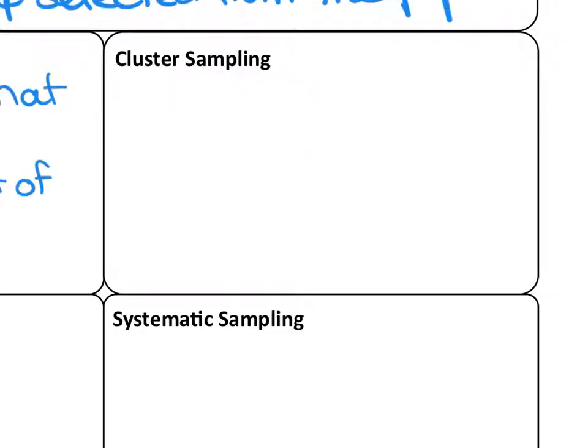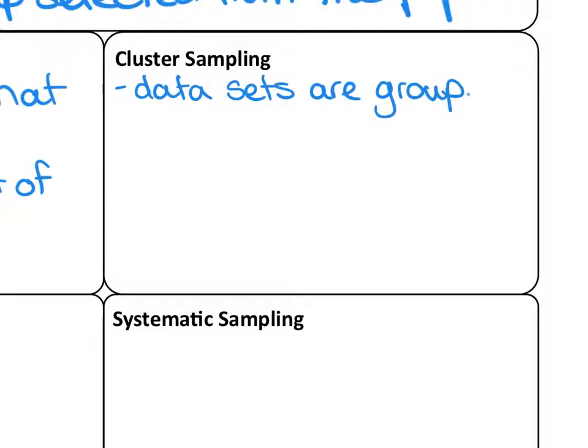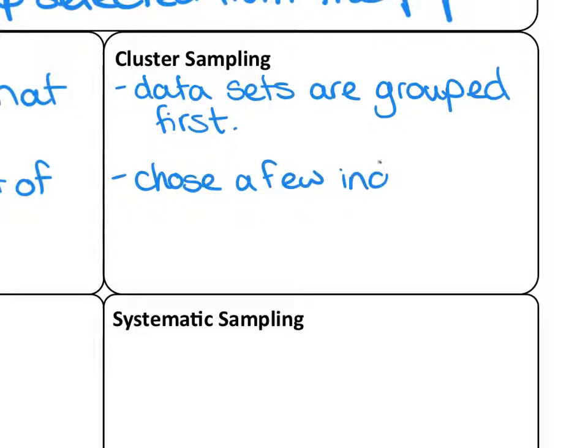Cluster sampling has a bit of a process first. The first thing you do is divide the entire population into smaller groups. So if we're talking about the population of a school, it might be that your groups are the actual classes. And then what happens is you choose a few individuals from each group.